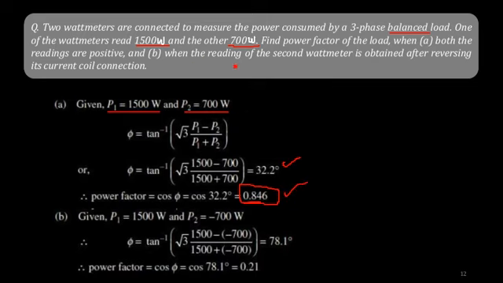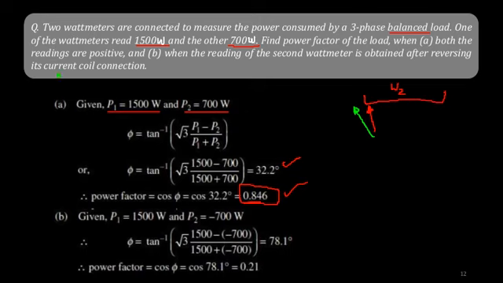Now the second case, when the reading of the second wattmeter is obtained after reversing the current coil connection. So what do you mean by that? That simply means that your second wattmeter was indicating, suppose this is your scale. Initially your wattmeter is at this position, so this is the scale for W2, wattmeter 2, at the 0 position. While the meter starts reading, the meter is indicating here. Instead of going in the positive direction, it is going towards a negative direction. So that simply means that you have a power reversal happening.